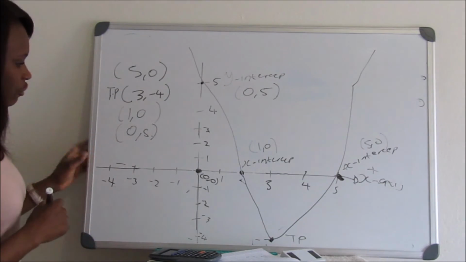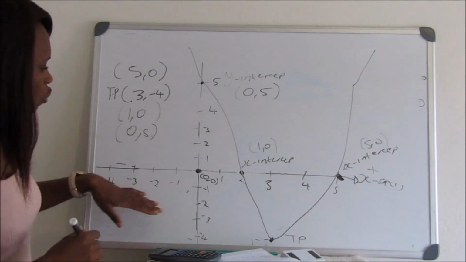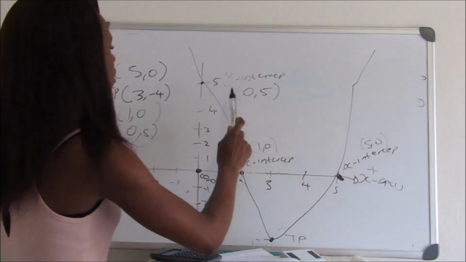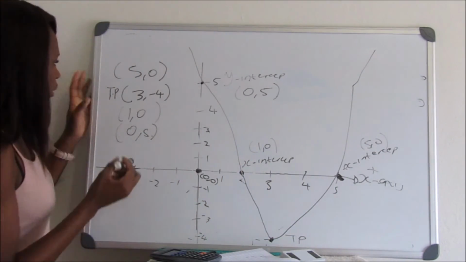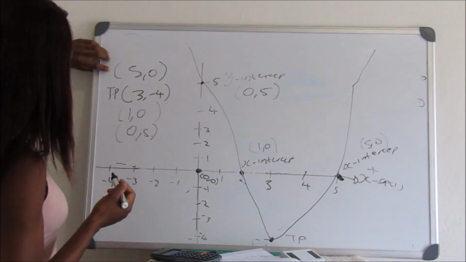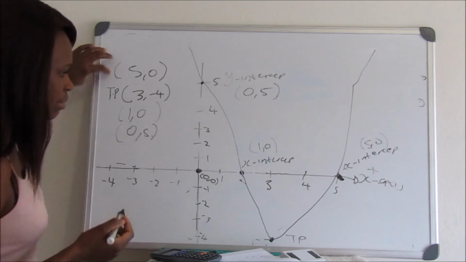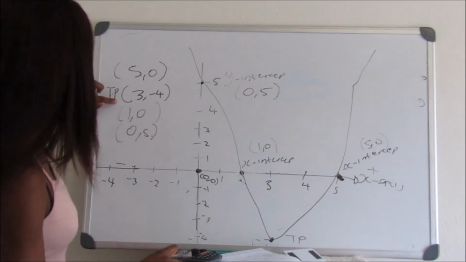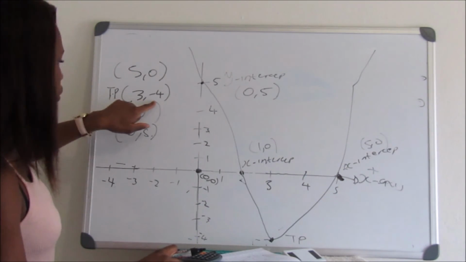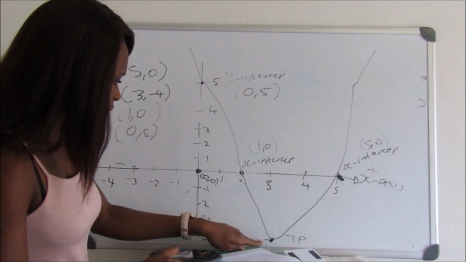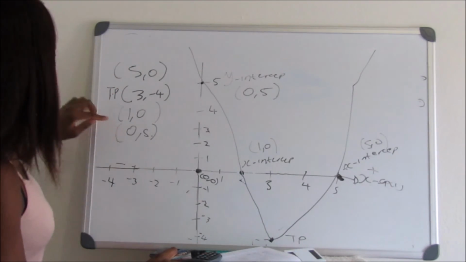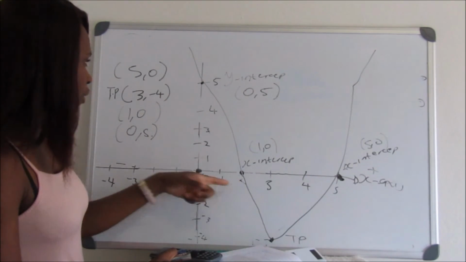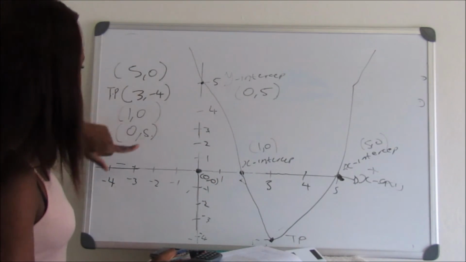Okay, so from this graph that we have, remember when you draw a graph, you must always remember to name your axes. This is the x-axis, this is the y-axis. Then this is the first point that we have, which is our x-intercept. It's (5, 0), and then we have the point there, and we also have our turning point, which is (3, -4), which is right there. And our other x-intercept that we have is (1, 0), and our y-intercept is (0, 5).